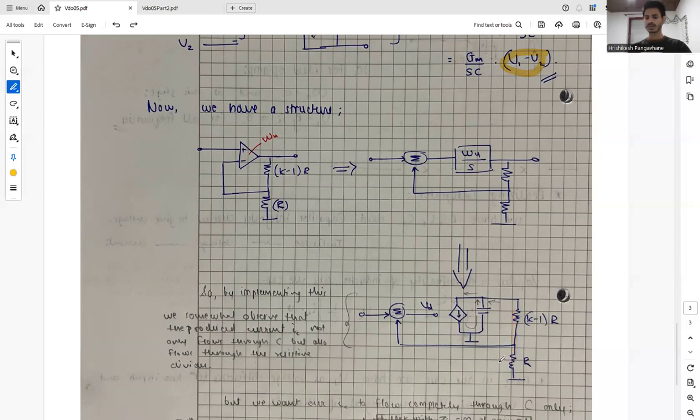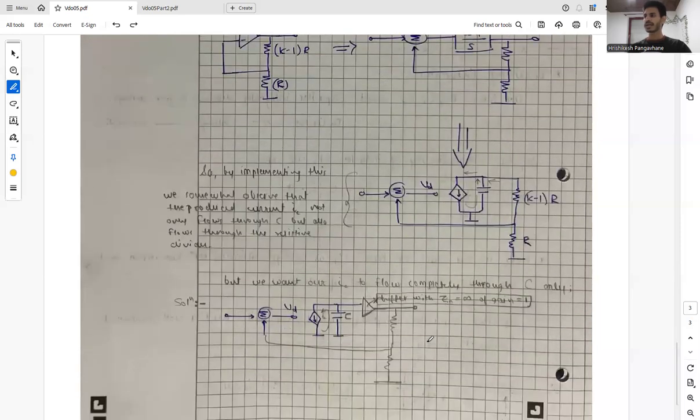To gain maximum integral, we need all of our current to flow through the capacitor C, but in reality, we have our resistive divider, and part of the current also flows through it. So for that sake, we need to isolate this resistive divider from our current. The best way to do that is a buffer, which offers infinite input resistance, and thus this current will be isolated from this resistive feedback.